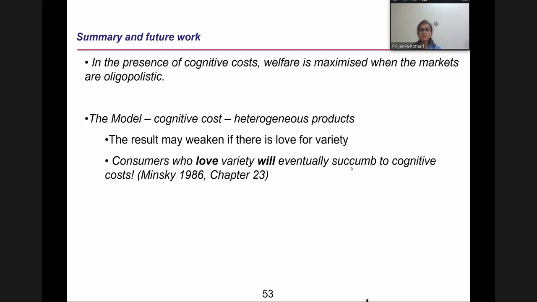So in the presence of cognition cost, welfare is maximized when the market is oligopolistic. We are trying to extend this model to the heterogeneous product case because the result may weaken if there is love for variety. But as Minsky has argued, consumers who love variety will eventually succumb to the cognitive cost.